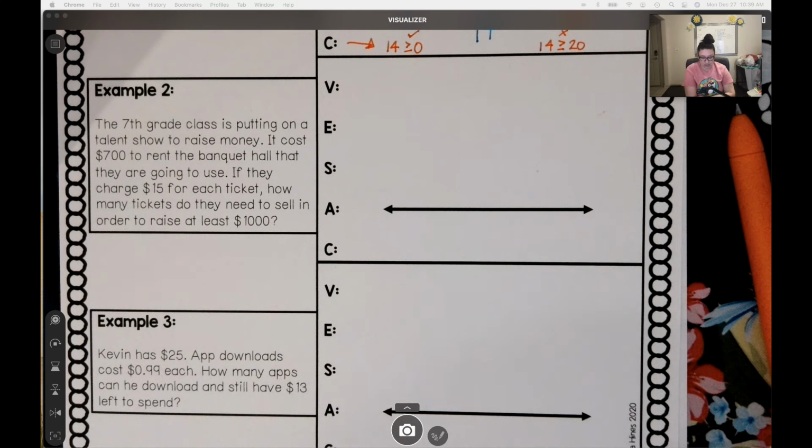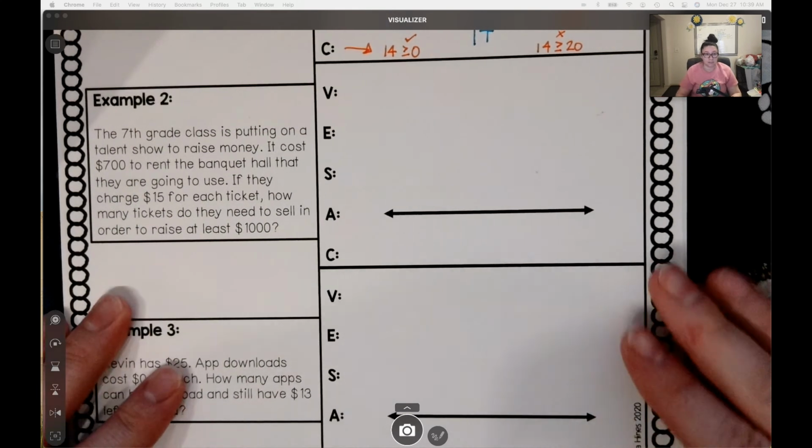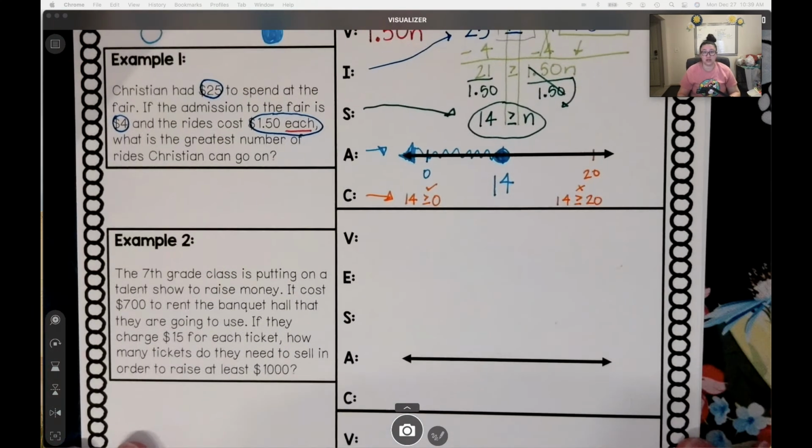All right, so example 2. We're going to kind of do this one together. I did that last one. We're going to do this one together.